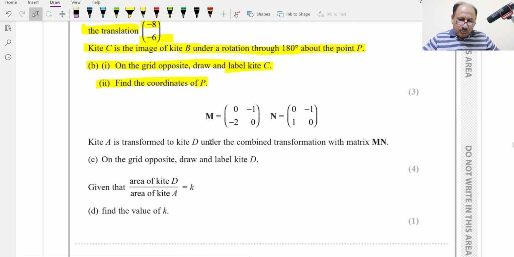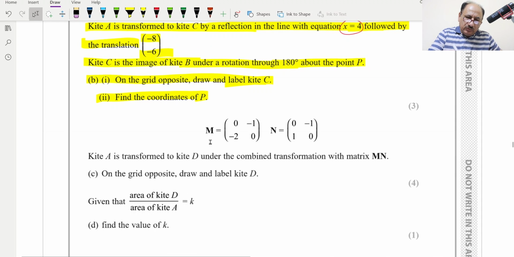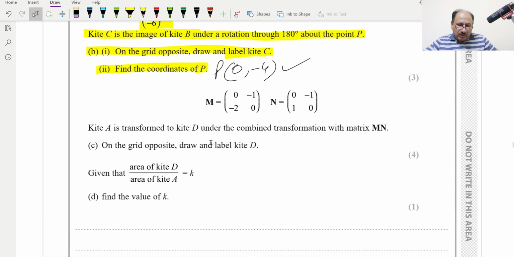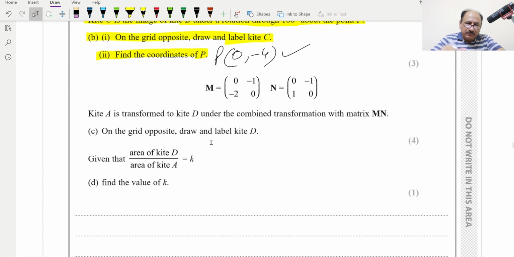So B2 will be -2. We can provide the P point over here. The P point will be 0 and -4. This will be the P point which is required. Now we can go ahead with part C. Part C says this is the M matrix, this is the N matrix. Two matrices are provided.